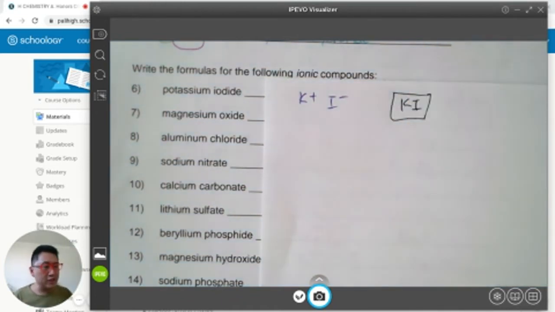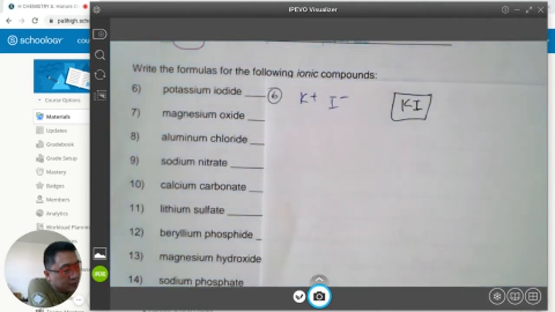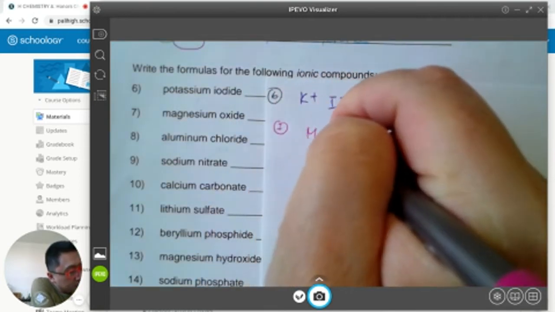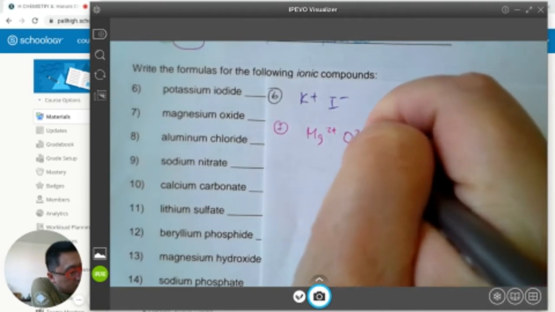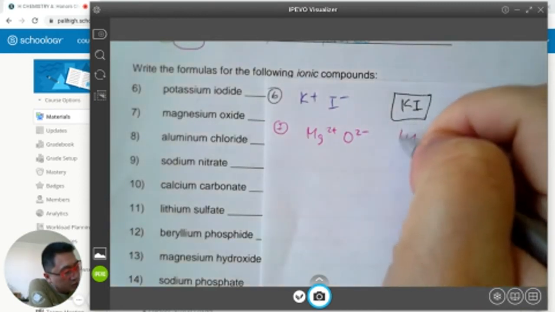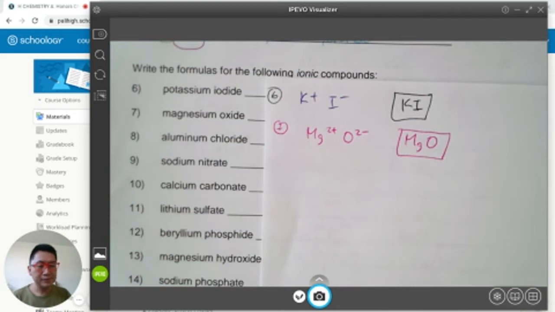Normally we don't put the charges in. If you left it as K plus I minus, it's not technically incorrect, but we usually don't put the charges in the final answer. So that's number 6. Number 7 is magnesium oxide. Magnesium is Mg, charge +2. Oxide is charge -2. So what's the formula of magnesium oxide? It's just MgO. Done.